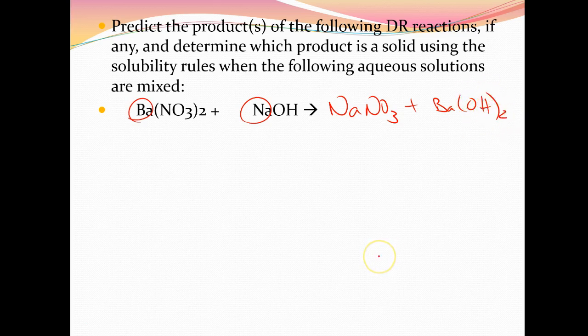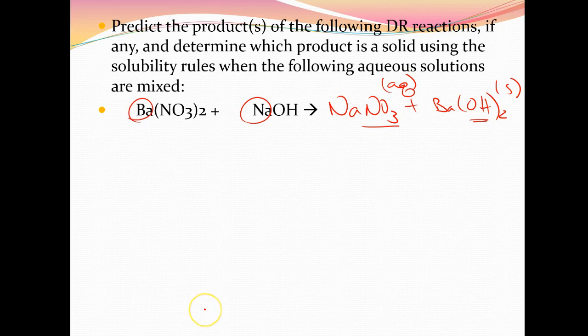Ba(OH)2. One of those two has to be a solid. And so what you want to do is look back at our rules, where our very first rule said anything with NO3 in it is automatically aqueous. Okay, so it's automatically aqueous. So now we're looking at barium hydroxide. And the second to last rule, the rule about hydroxides, says that anything with hydroxide other than the alkali metals is a solid. So there's my reaction.